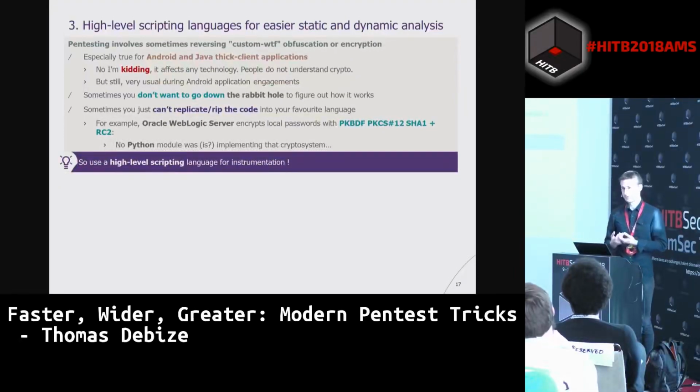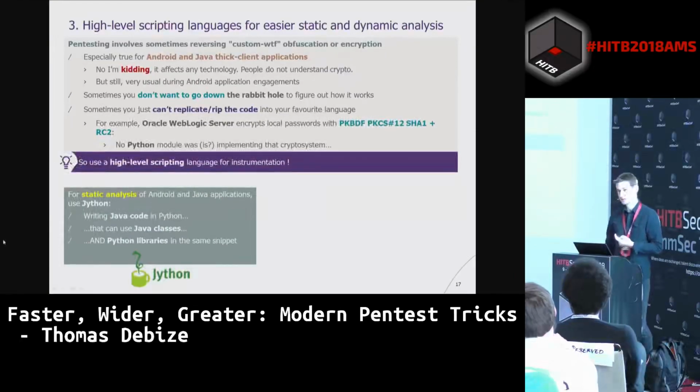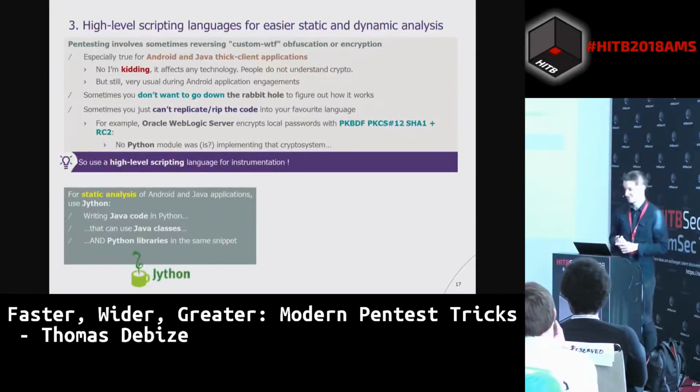I guess you know Frida. There was a good presentation this morning about Frida and Brida. So for static analysis of Android and Java applications, which again is a lot of our activities, with Jython, who in this room knows about Jython? Oh, cool. Way more people. So Jython in two words is to write Java code in Python that can use Java classes and also Python libraries. Isn't that awesome? And again, it's Python syntax, so it's way easier than Java.